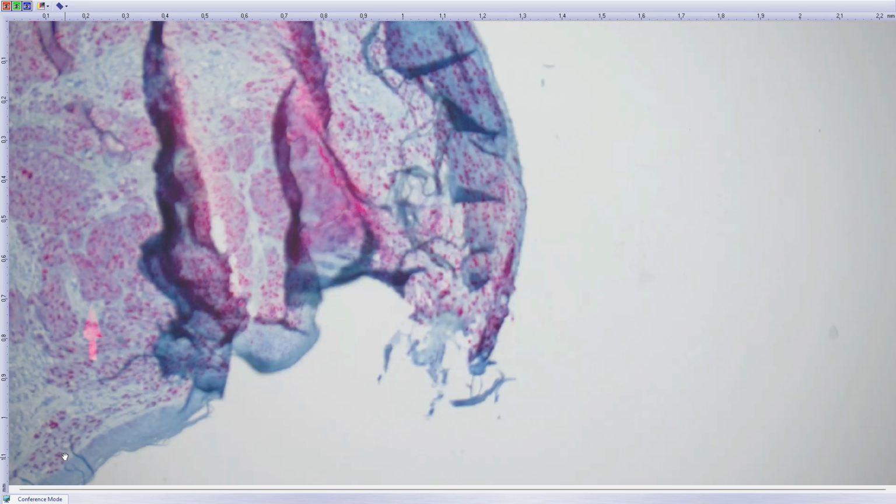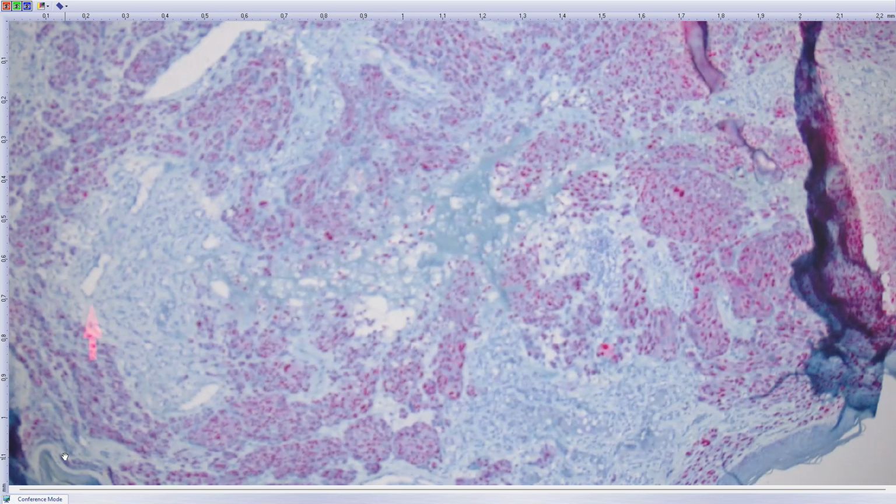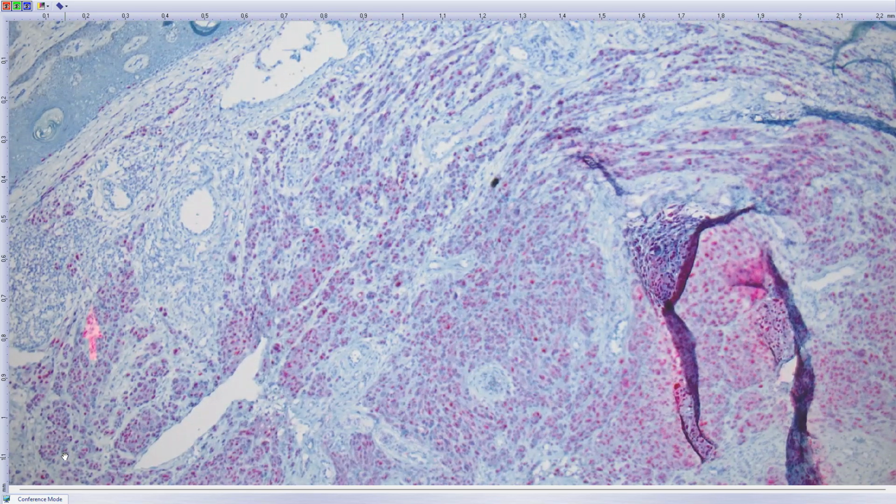So here, PRAME. You see positive in all of these. So we call it BAP1-like pigmented lesion, probably melanoma.